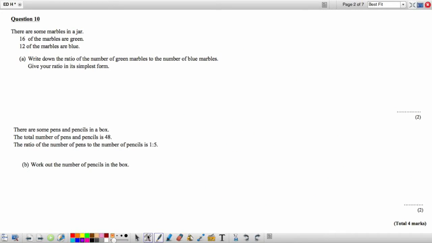Question 10. There are some marbles in a jar. 16 of the marbles are green and 12 of the marbles are blue. Write down the ratio of green to blue. Green first, 16, blue, 12. We then need to simplify to give the answer in its simplest form. Both numbers are in the 4 times table, so we divide by 4. 16 divided by 4 is 4, and 12 divided by 4 is 3. So our ratio in its simplest form is 4, 3.